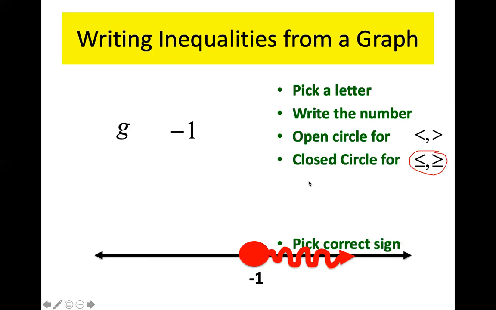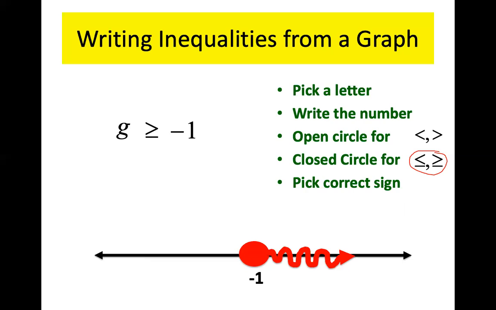Now we pick the right one. Well, to pick it, we look at the graph. The shading is to the right of -1. So that means the numbers that are bigger than -1. Remember, numbers get bigger as you go to the right on a number line. So bigger than would be the second symbol right here. And that's it. That's all it is, right? Pretty simple. Okay.